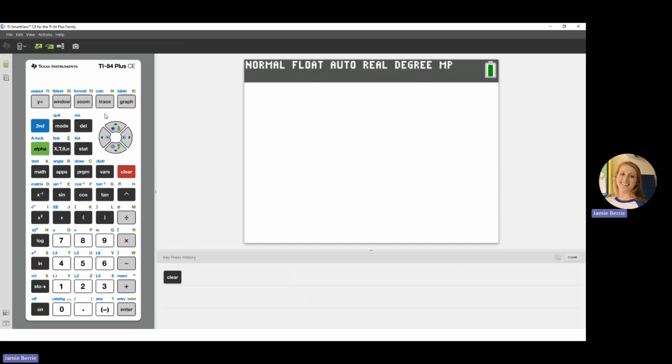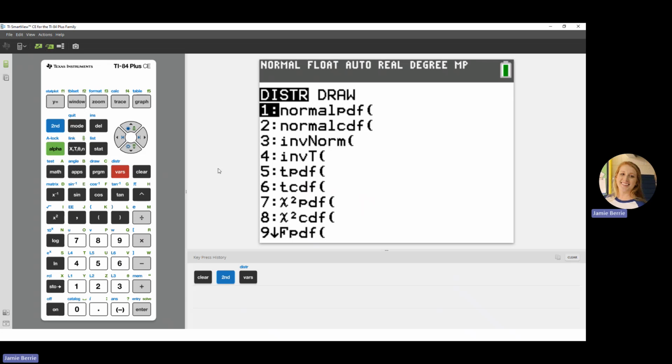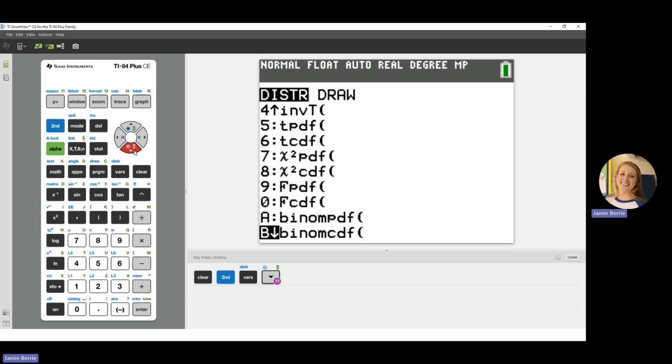All right, so if you're trying to get to the built-in binomial functions in your calculator, you're going to go to second and then vars. Notice vars is kind of like diagonal down from the stat button. That's going to take you to the distribution list, is what we would call this. Now you've got to scroll way down to get to binomial. So scroll way down. There it is.